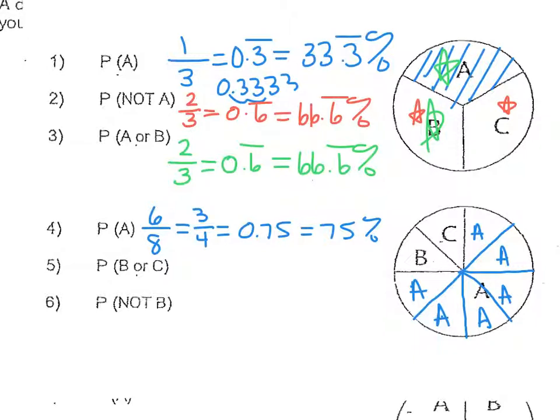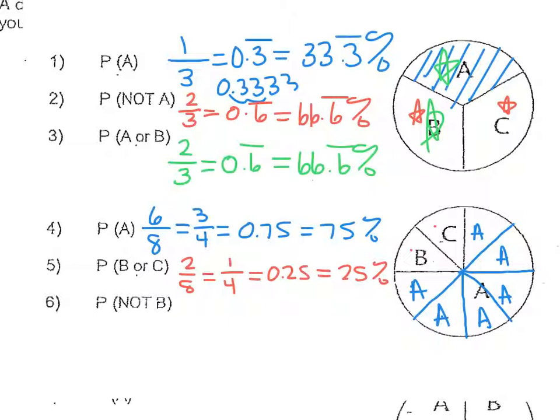All right, what's the probability of hitting B or C? Well, B or C, that's 2 sections out of the 8 possibilities. You can divide these each by 2, and it simplifies to 1/4. When you divide 1 by 4, you get 0.25, which is the same as 25%.